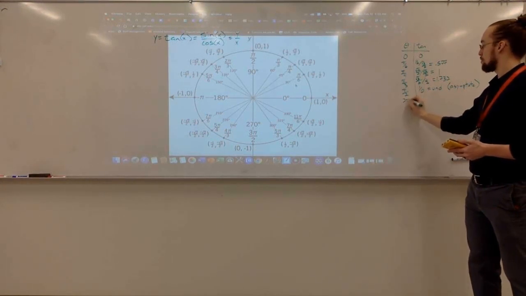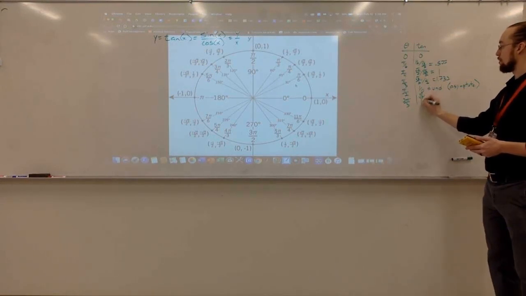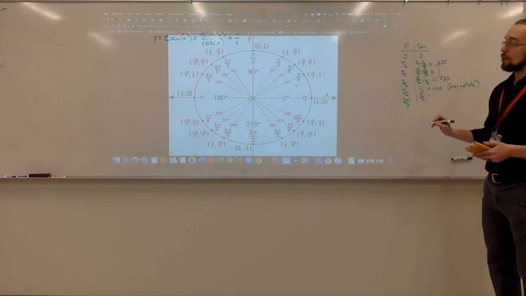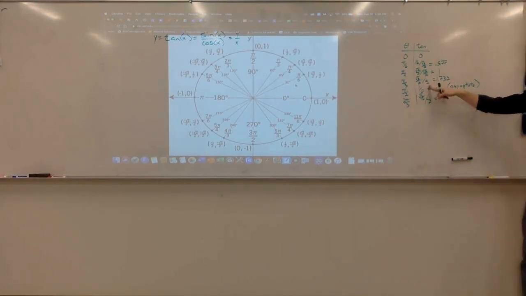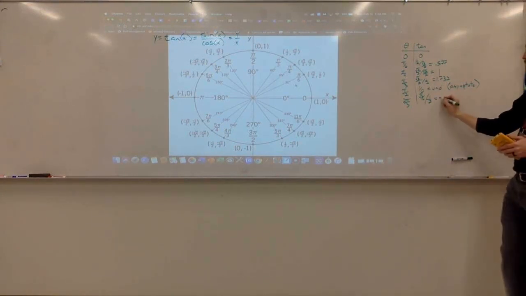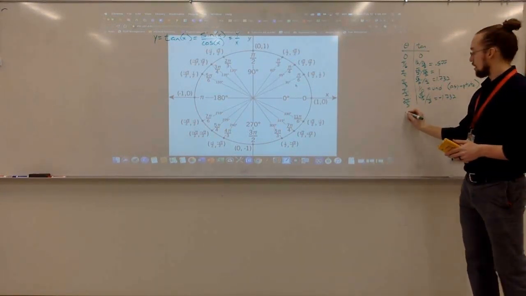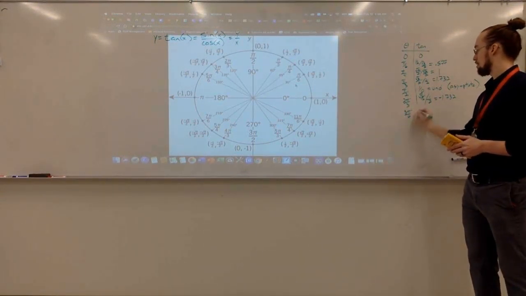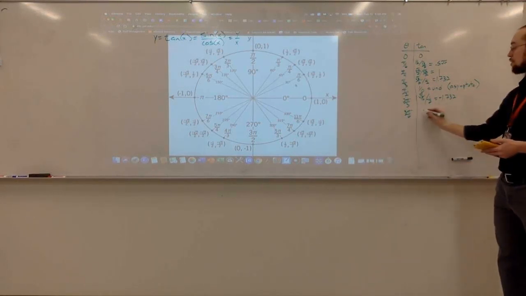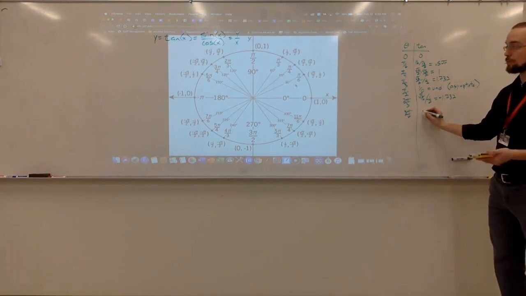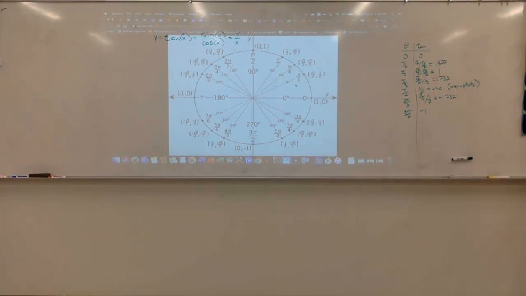So if we go to 2 pi over 3, we're going to have the square root of 3 over 2 over negative 1/2. We already calculated the square root of 3 over 2 is 1.732, so this will be negative 1.732. Then 3 pi over 4, square root of 2 over 2 over negative square root of 2 over 2. Just be negative 1.